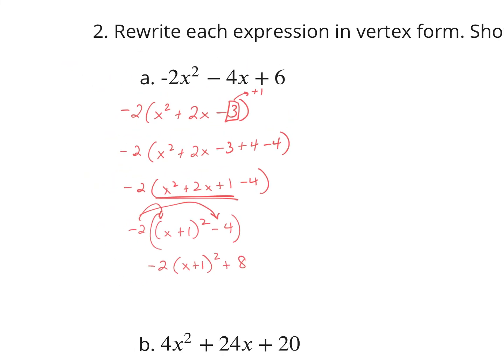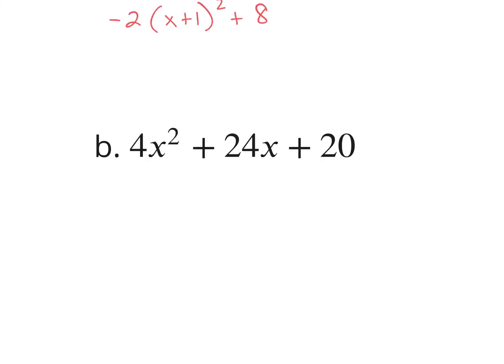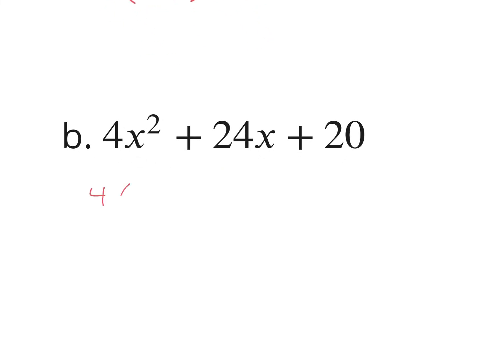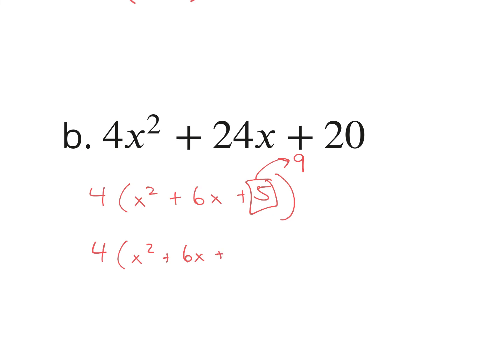All right, let's try B. So for B, I'm first going to factor out the 4. So I have x squared plus 6x plus 5. In order to make this a perfect square, I need this to become a 9. So that means I need to add 4, but I can't just add 4 because that would change the value of my expression. So I'm also going to subtract 4.